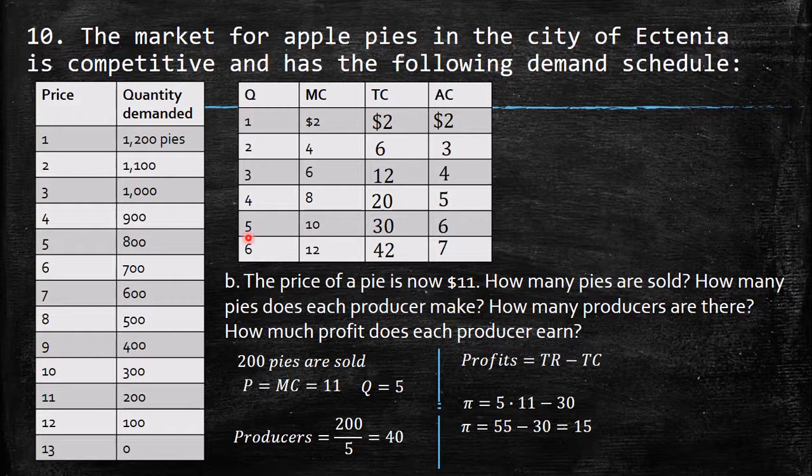Maybe we can think about taking these 6. The quantity is going to be 6 times the price, 11. Then we will have 66 minus 42. This is going to be 24. Then you maximize more with this, the 5. For this reason you choose 5.